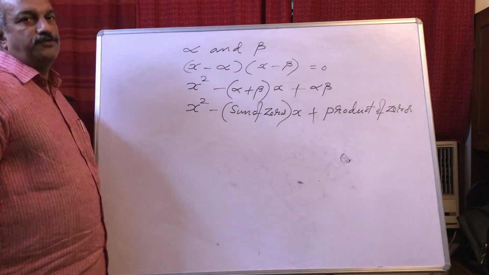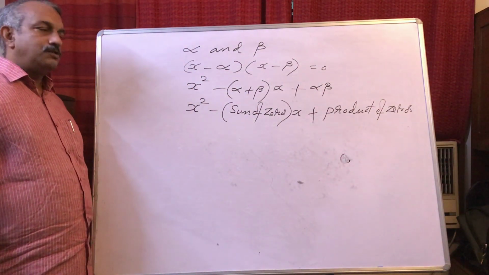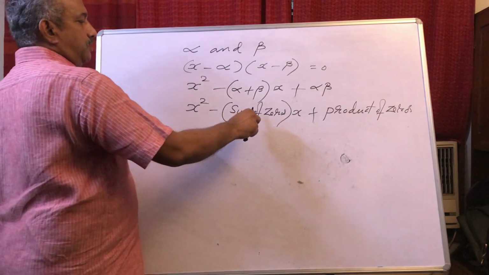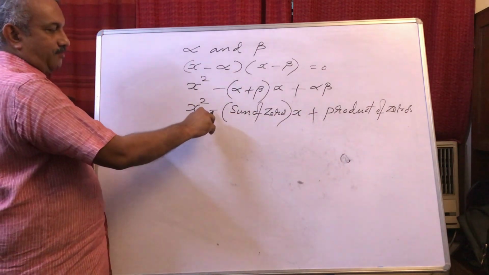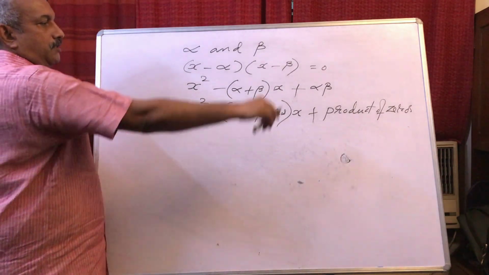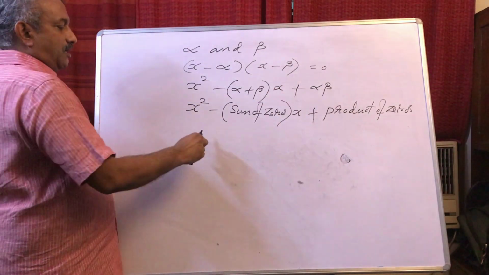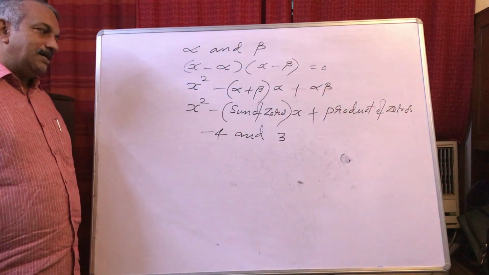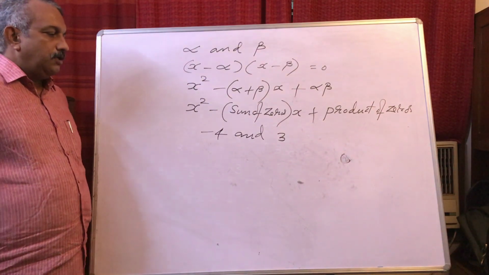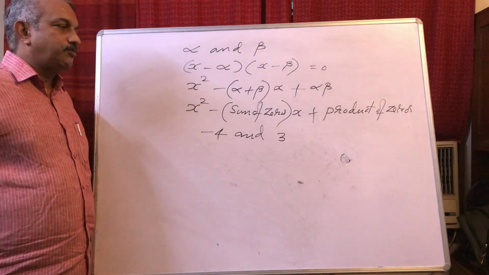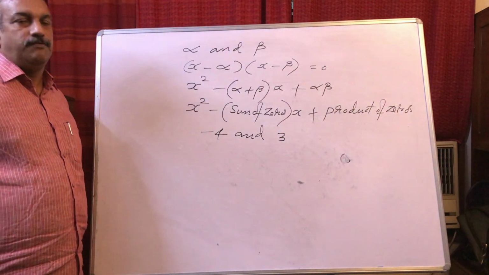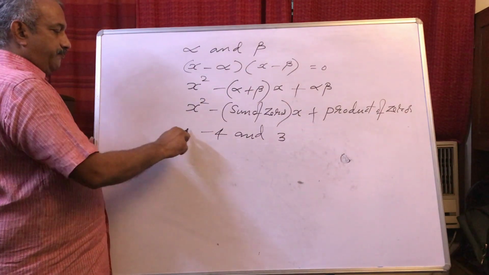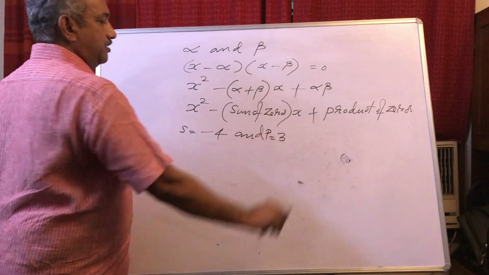So this is the formula for finding a quadratic polynomial whose zeros, or the sum and product of the zeros, are given: x square minus sum of the zeros into x plus product of the zeros. So for example, minus 4 and 3 are the sum and product of the zeros of a quadratic polynomial. Find the quadratic polynomial. So we'll put in this formula; this is the sum and this is the product.